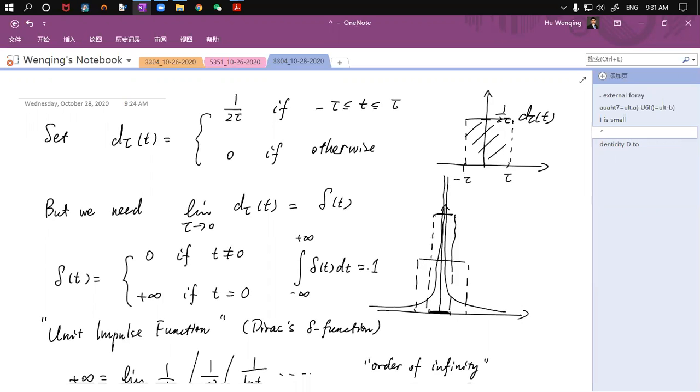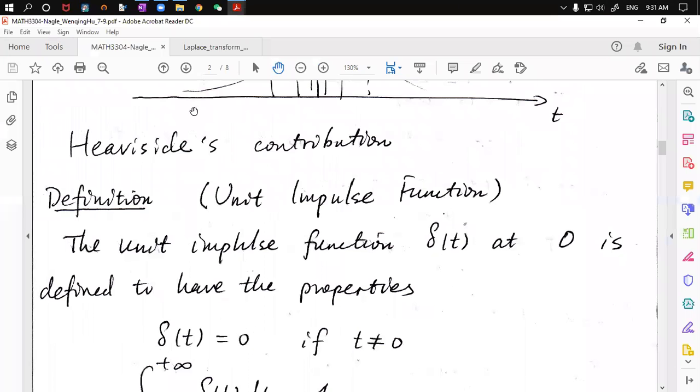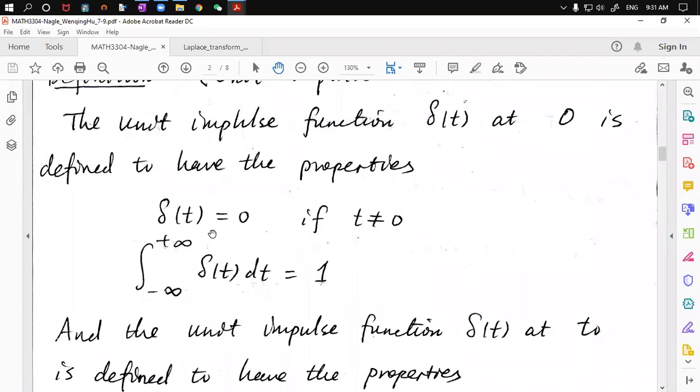Okay, so that means the delta function is defined by 2 different criteria. The first criterion says that the delta function is 0 if t is not equal to 0, and it's infinity at point 0.